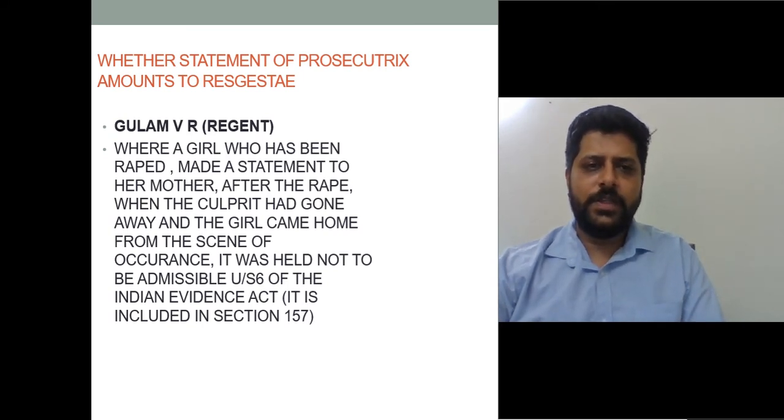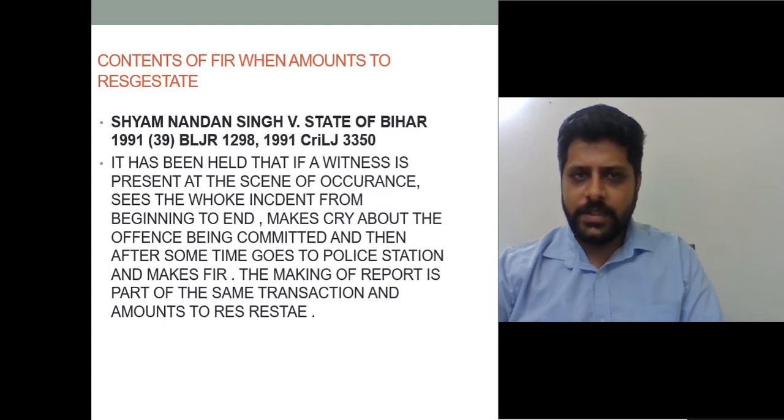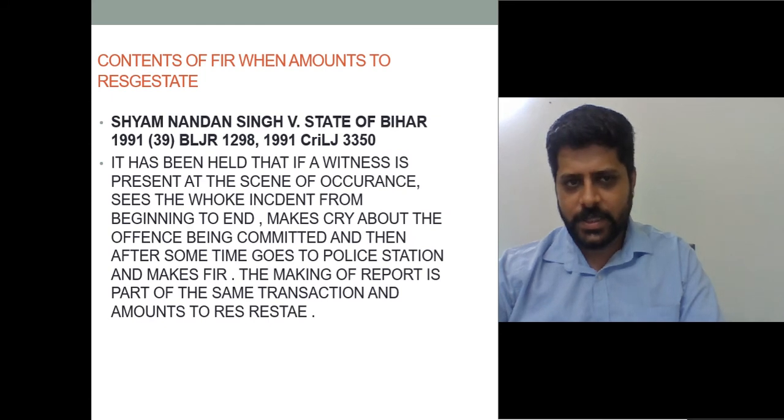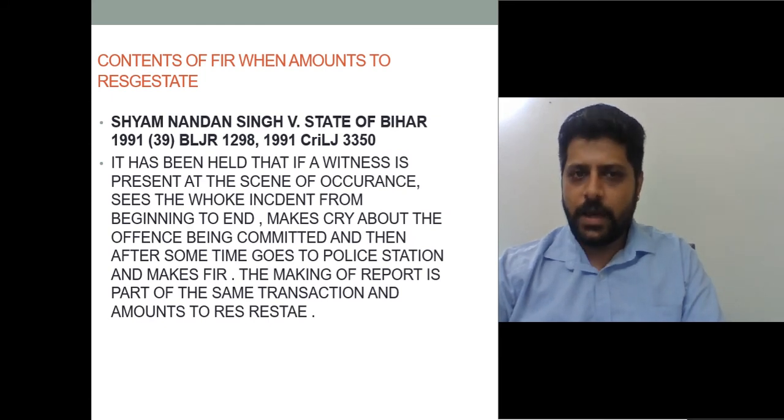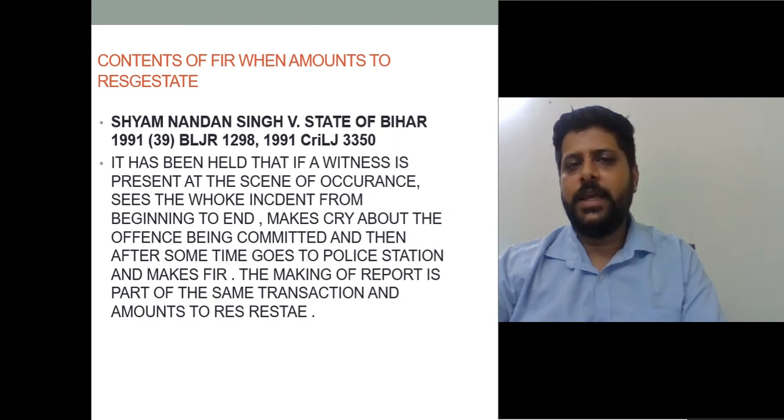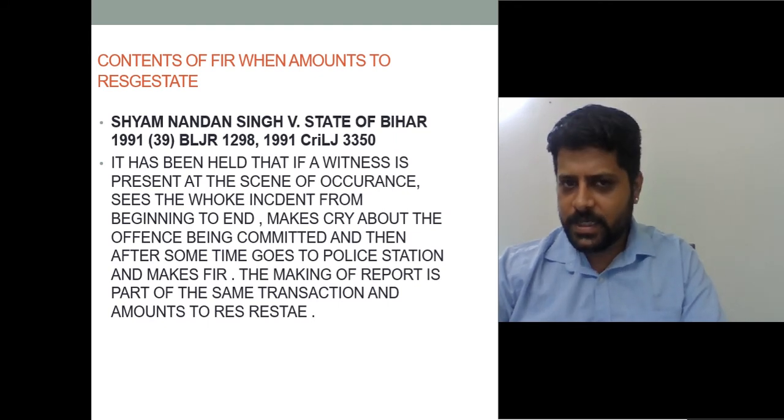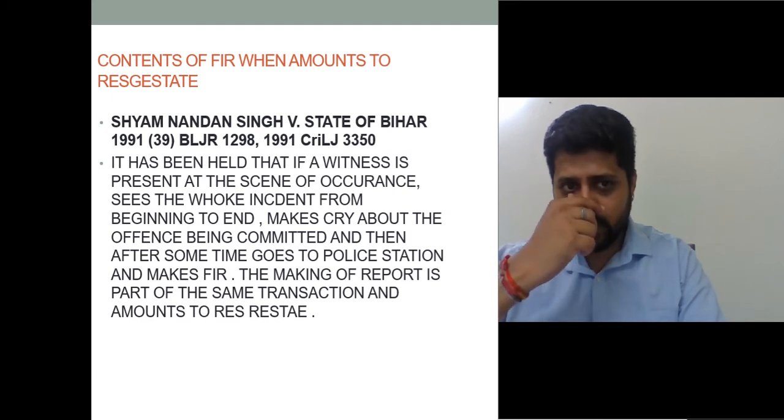Now moving further, you'll see the next case law: when the contents of an FIR amount to res gestae, okay. So in the case of Shyam Nandan Singh versus State of Bihar, its citation is 1991 39 BLJR 1298, 1991 Cri LJ 3350.